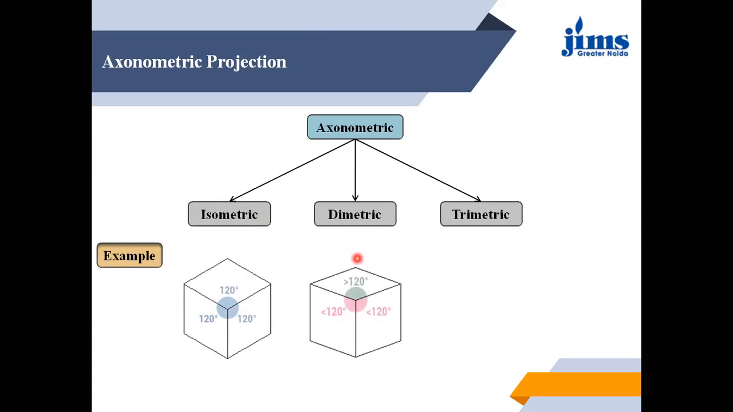Dimetric means two angles are the same. You can see from here that two angles are less than 120 degrees, whereas the third angle is more than 120 degrees. And in trimetric, all the angles are different. You can see from here that the value of A is different from the value of B, and the value of C is different from the values of B and A. So this is the basic difference between axonometric projections, that is isometric, dimetric, and trimetric.